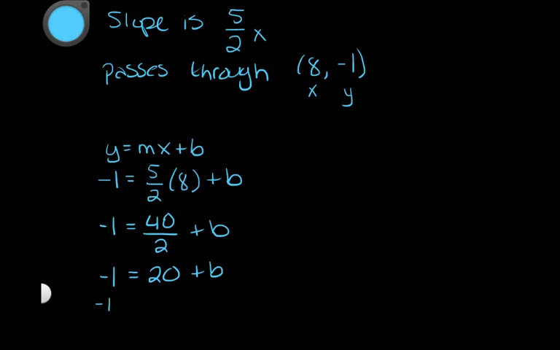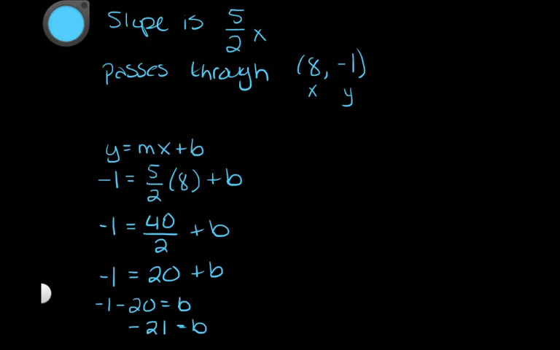So I have -1, and this positive 20 will become a -20. So minus 20 equals b. -1 minus 20 is -21. So -21 equals b. So now we have the components of this line, and we can write the equation of the line.